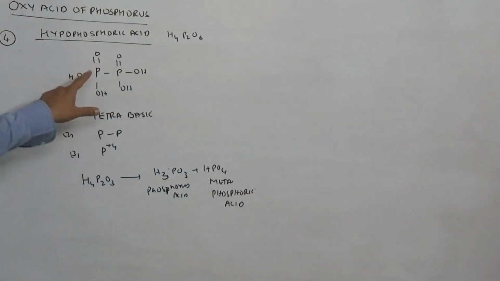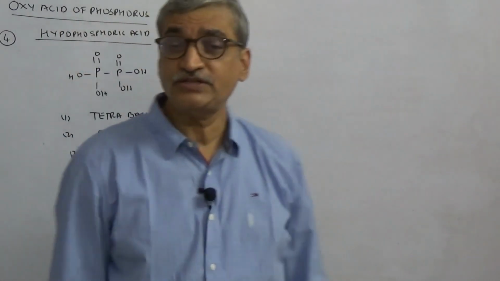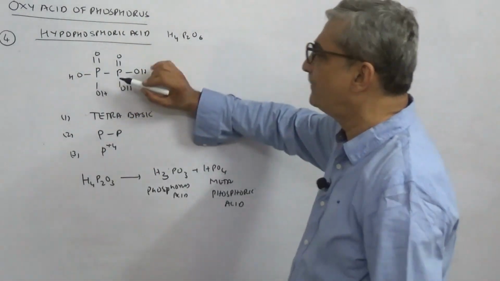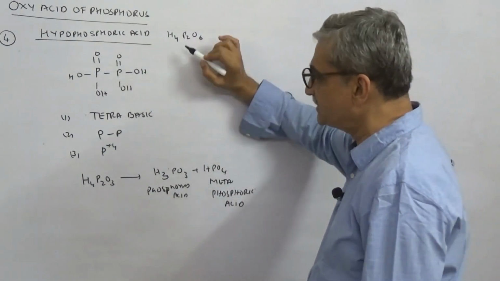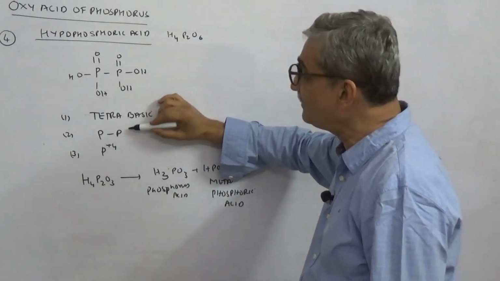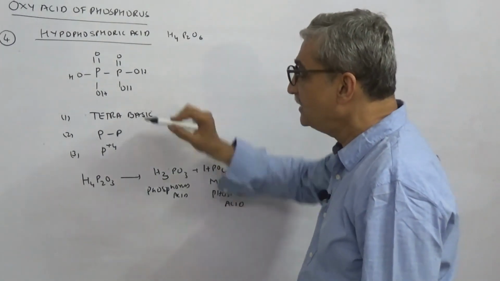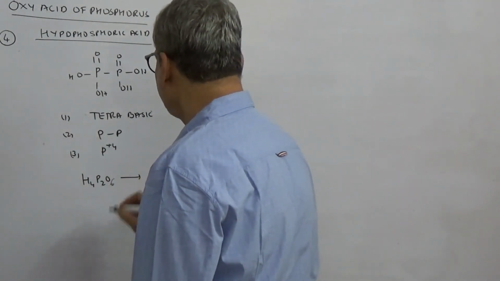So remember, PP linkage. Which oxy acid? What is the kind of question that we are trying to attempt? Which oxy acid has a PP linkage? Is this clear? It will be hypophosphoric acid, in which phosphorus has a +4 oxidation state and which has a PP linkage. Is it clear? H4P2O6.